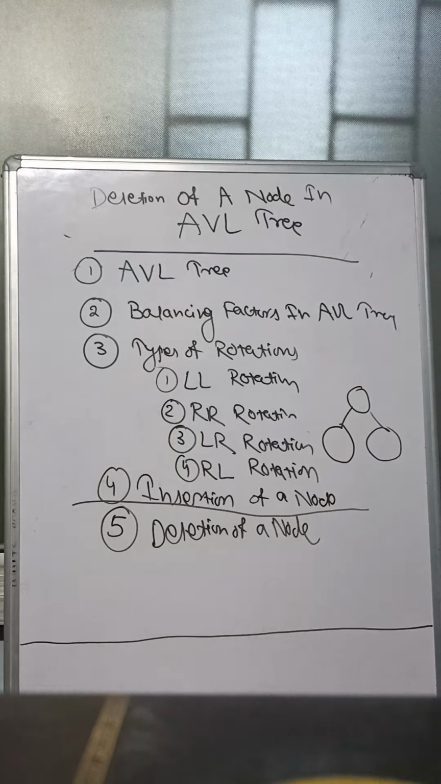So when I have to delete some nodes from this tree, then it may cause any imbalance. So the tree became unbalanced. So to balance the tree, to make it a balanced tree, I have to do some rotations. Okay, now your question is delete.